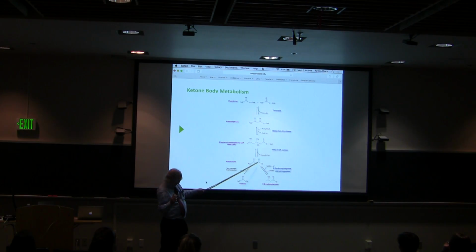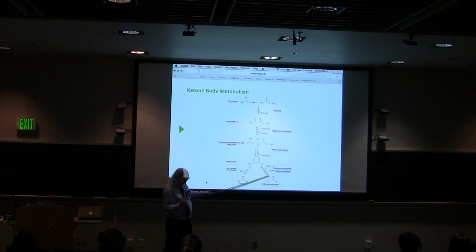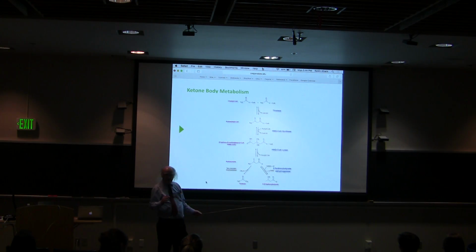So what the body does is it converts acetoacetate into beta-hydroxybutyrate. That makes a more chemically stable form. And this will then go to the target cells.